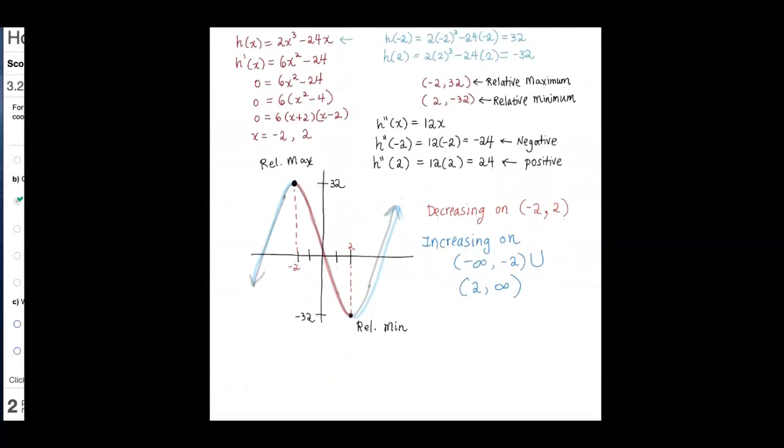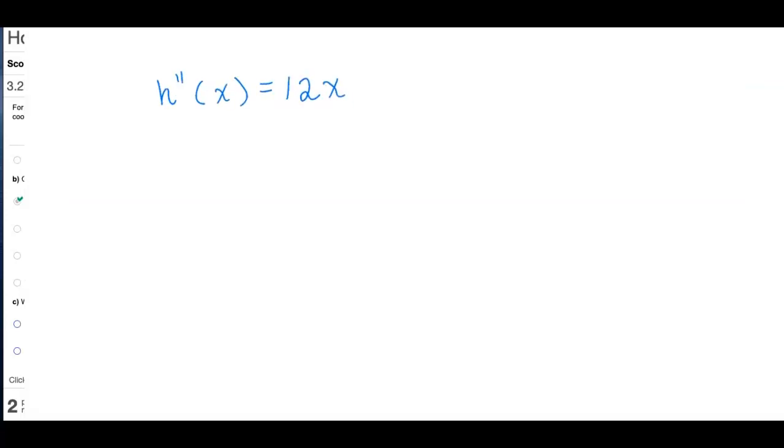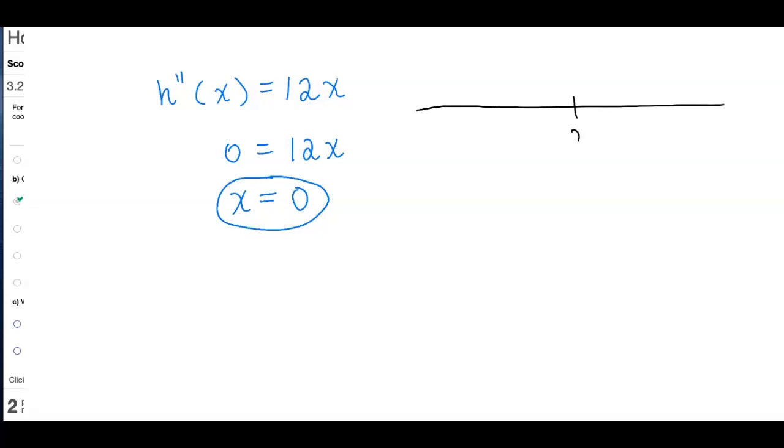So what I will do is I will find the second derivative. Look, the second derivative was h double prime of x equals 12x. To find the point of inflection, you will need to set this equal to 0. When is 12x equal to 0? When x is equal to 0. So x equals 0 is a potential point of inflection. And I say potential because I'm not going to say 0 is the x-coordinate of a point of inflection unless I can actually see the signs to the left and signs to the right.